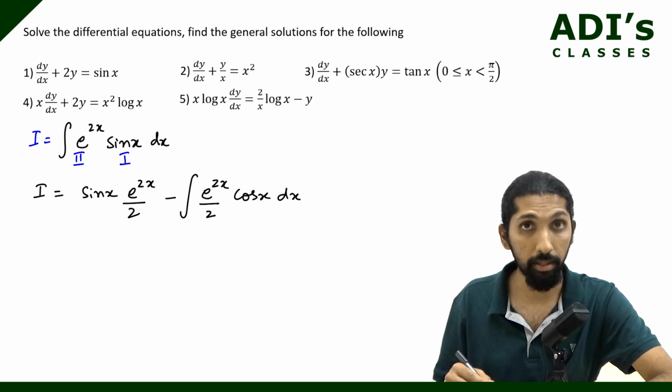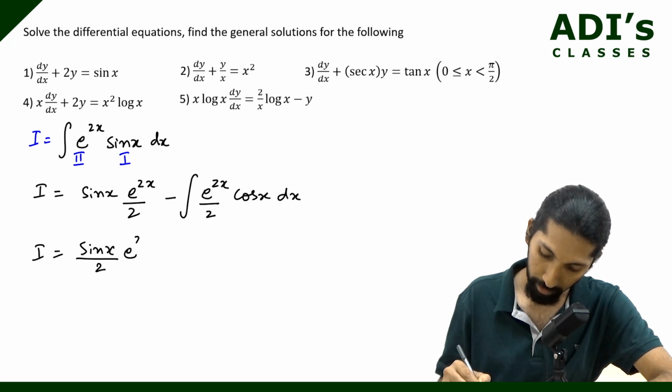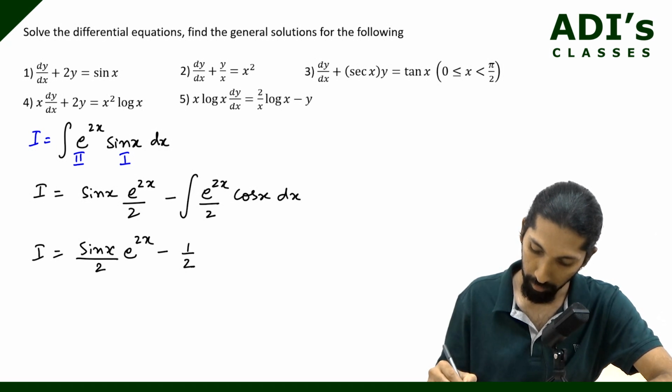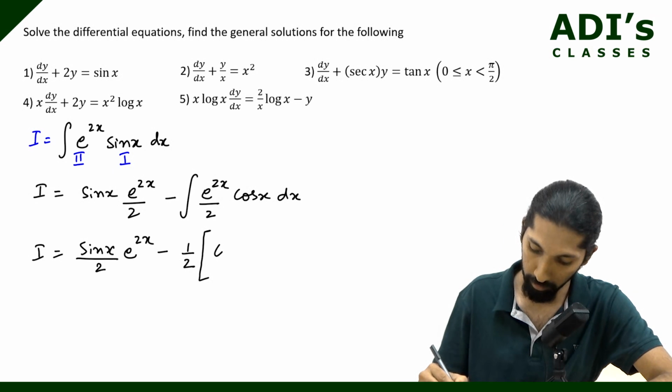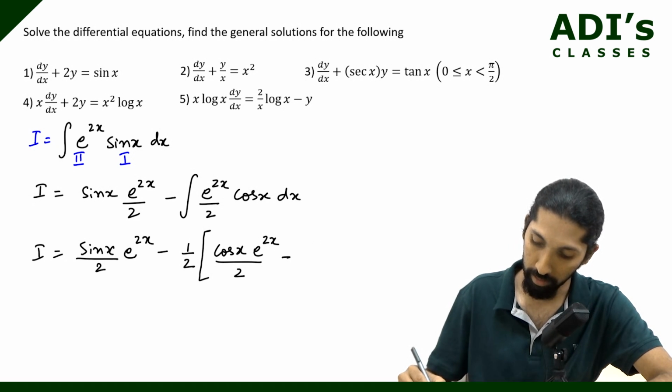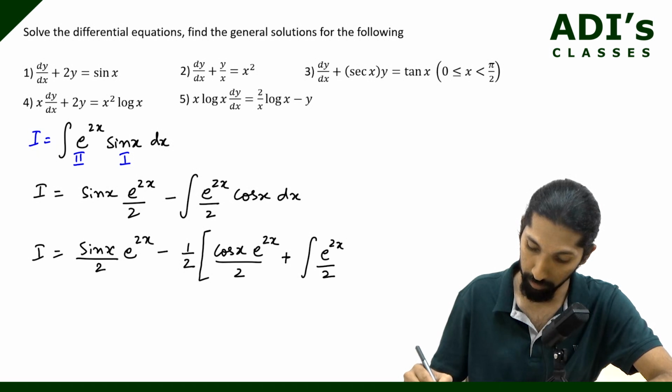Now again you have to apply parts. So I is equal to sin x by 2 into e power 2x minus half. Again cos x becomes the first function, which is going to give us cos x into e power 2x divided by 2 minus the integral of e power 2x by 2 into minus sin x, right? Which basically becomes plus.